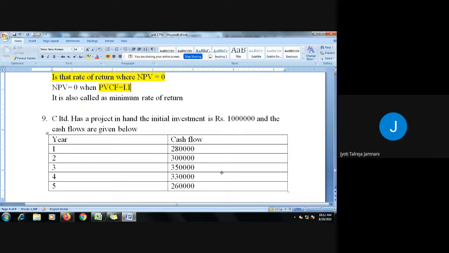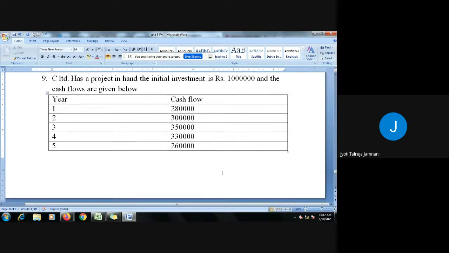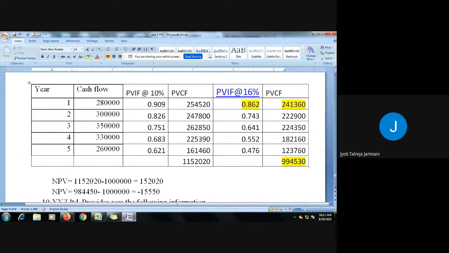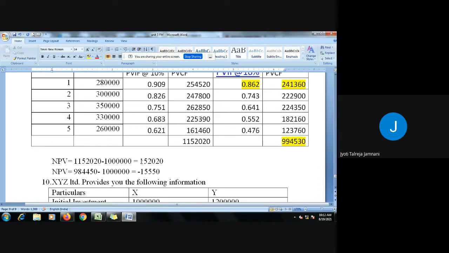So in the last class, I had asked you to assume a rate of 10% and start finding NPV. You can consider 10% as the base rate, and at 10% you first calculate NPV. In my last class, we calculated NPV for the 10% rate in the Excel sheet, and these are the present value factors. When we found the NPV, it was 1,52,020. This was the NPV for the 10% rate.